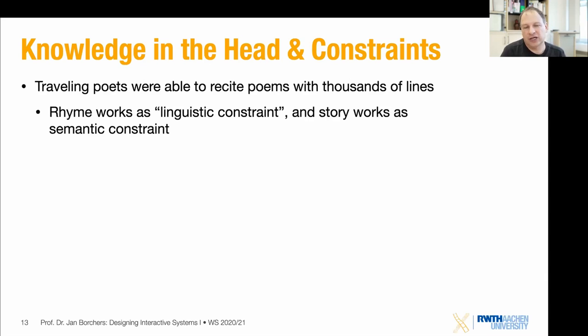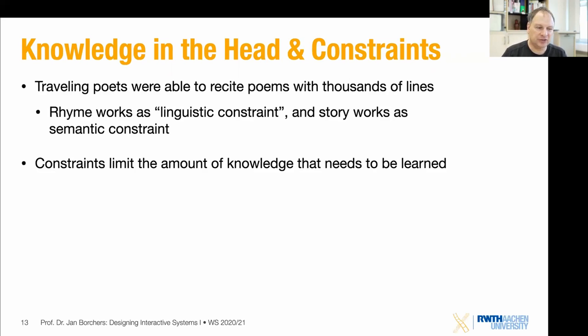First of all, the kind of obvious one is that each line needs to rhyme with the one above. So once you know one line, you kind of know what the second one is going to end with. So that helps you, I would like to call it a linguistic constraint maybe. And secondly, the story that the poem tells is something that, of course, makes sense. It's not complete gibberish usually. And so that also helps the poet to step through the actual poem when he's reciting it.